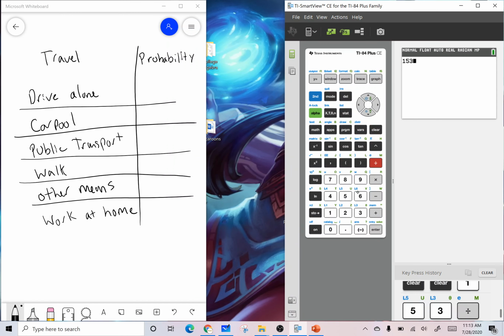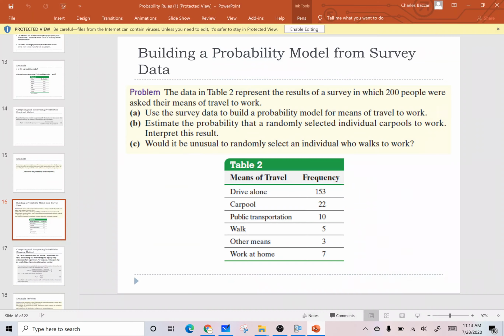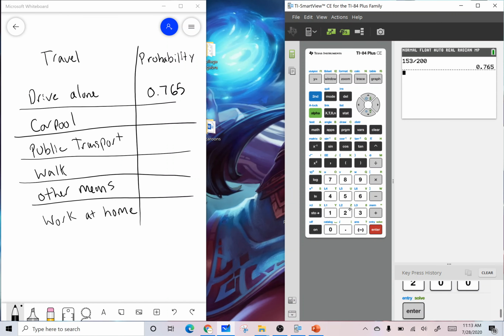153 divided by 200. That's 0.765. Okay, that's that one. We had 22 carpool, so 22 divided by 200 is 0.11.